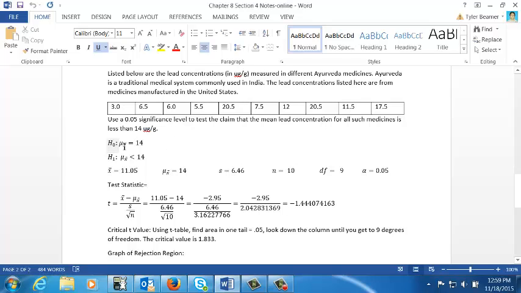So our null hypothesis is that the mean would be equal to 14. The alternative is that it would be less than 14 grams, which is here.